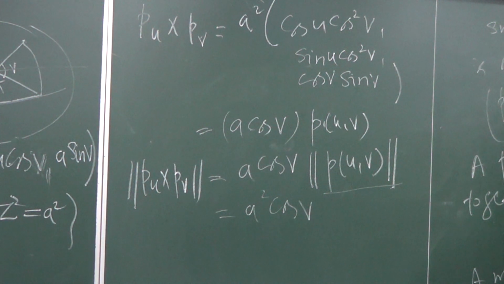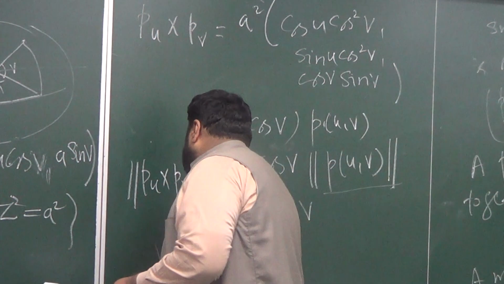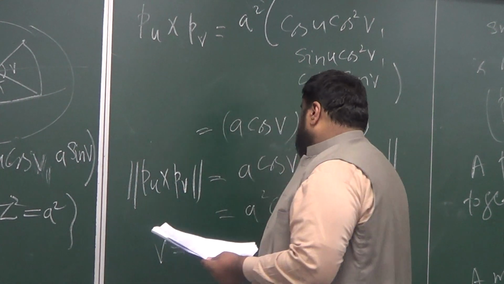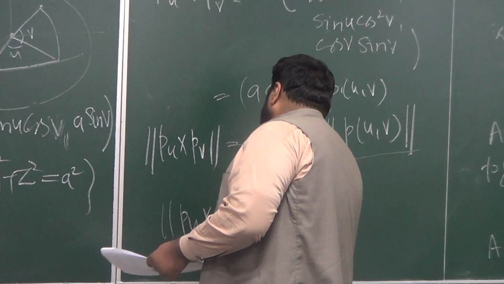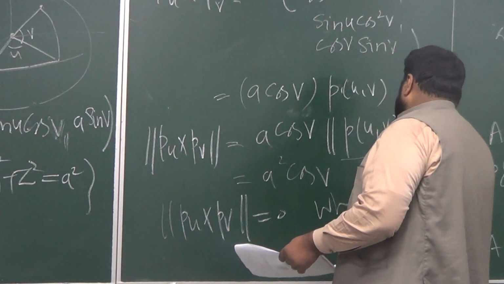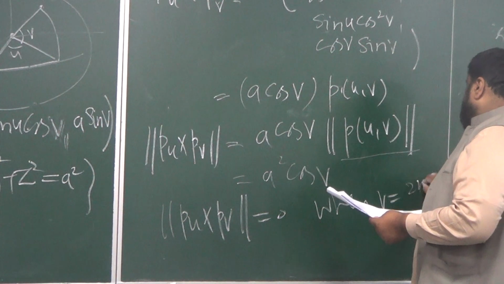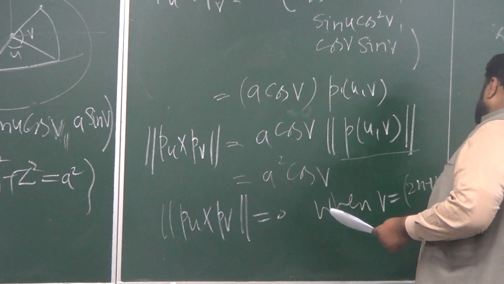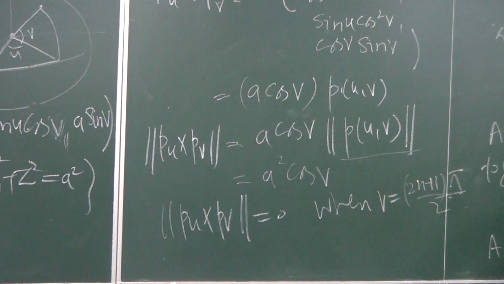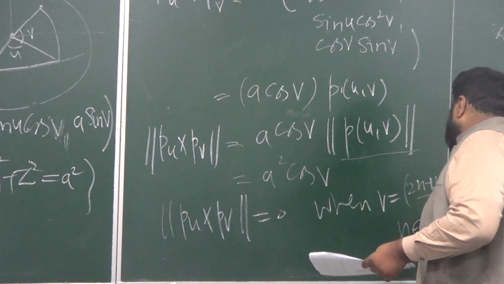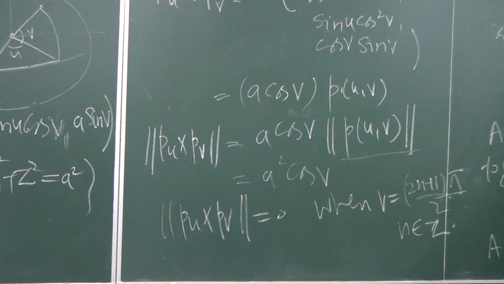Okay? And which should be those points? So these are those points, (2n plus 1) over 2 pi actually. In other words, the magnitude of P_u cross P_v is 0 when v is this guy, (2n plus 1) pi by 2. So pi by 2 and 3 pi by 2 and all these points are the points where it is 0, where n is an integer. Okay? You get the point?